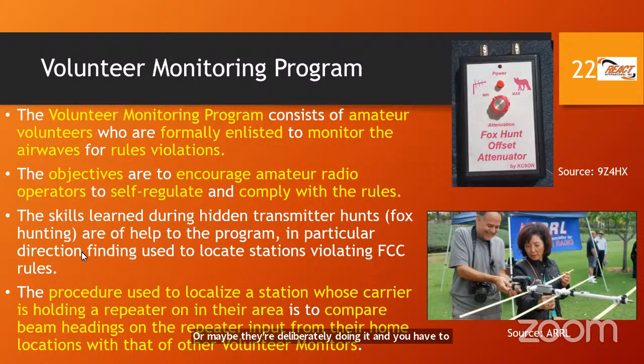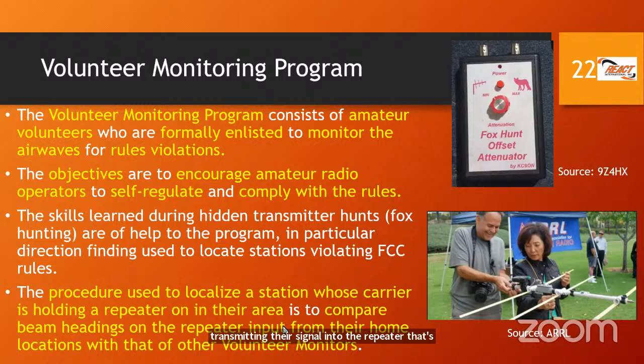So this is an exam question. It's the procedure used to localize a station whose carrier is holding a repeater, meaning having keyed up, keep repeater on in their area, is to compare beam headings on the repeater input from their home locations to that of other volunteer monitors. Let's dissect what this means. So there may be 2 or 3 amateur radio operators that are geographically located in separate parts, and we are all trying to locate the person who is transmitting their signal into the repeater that's keeping it keyed up.